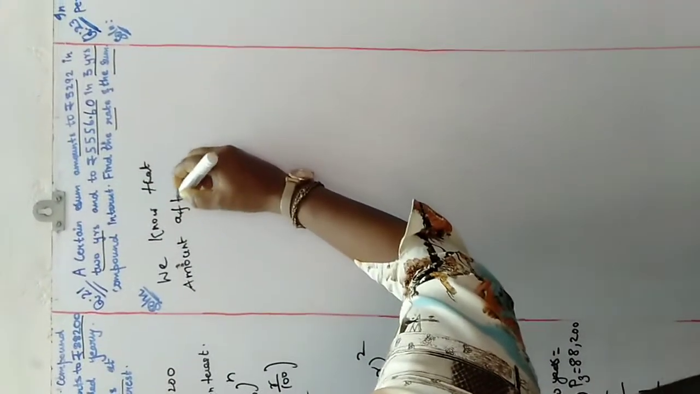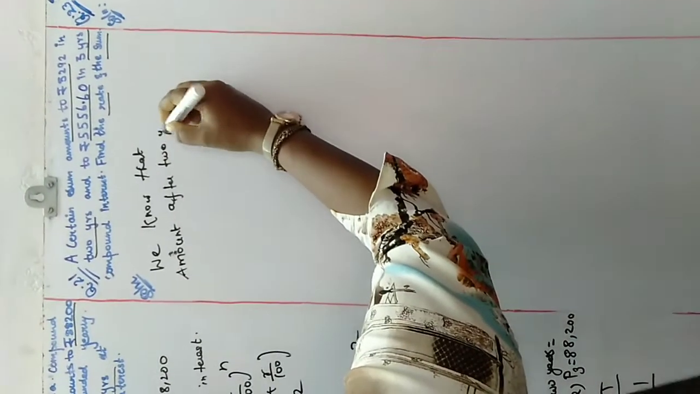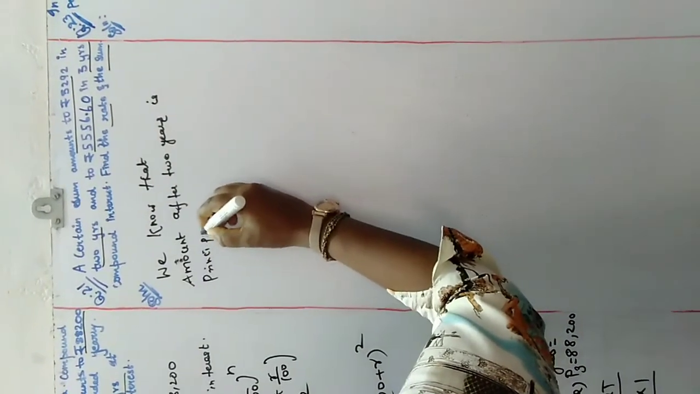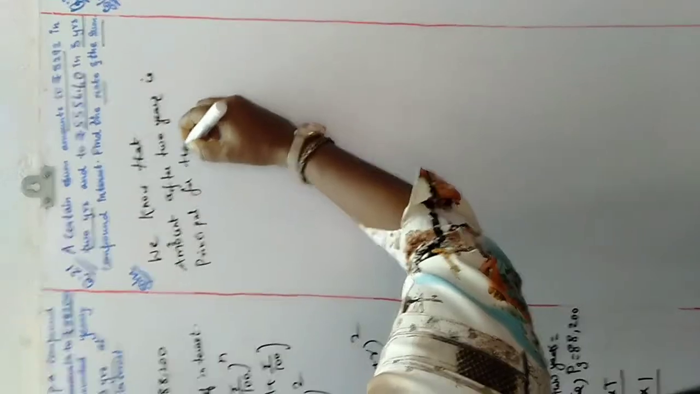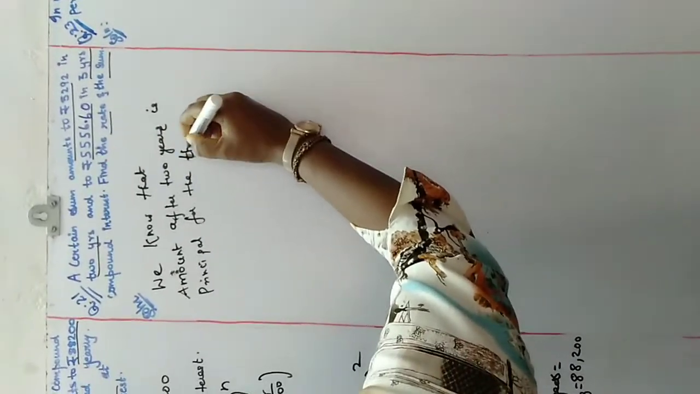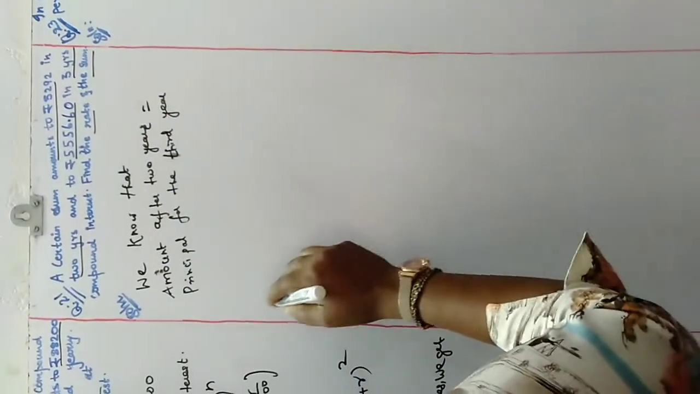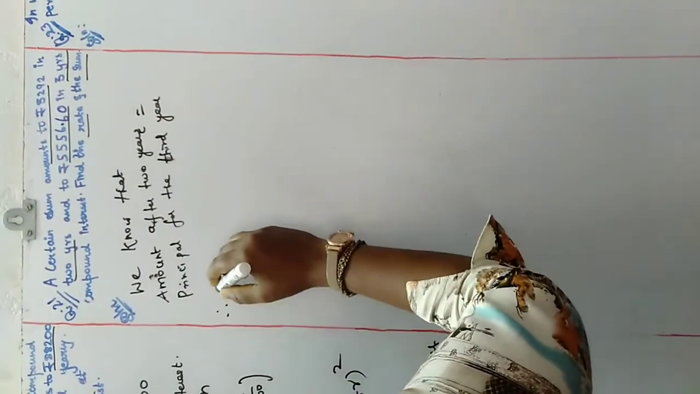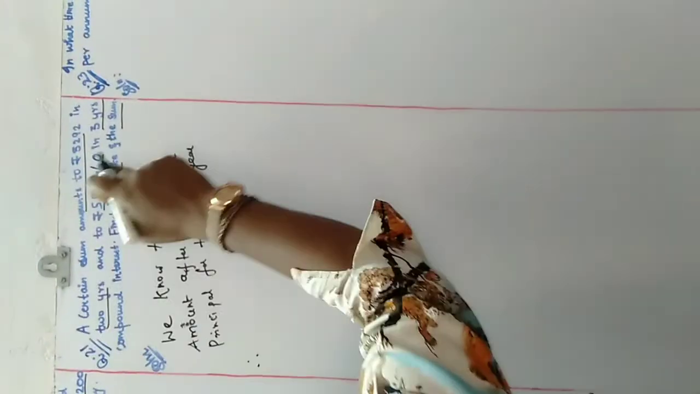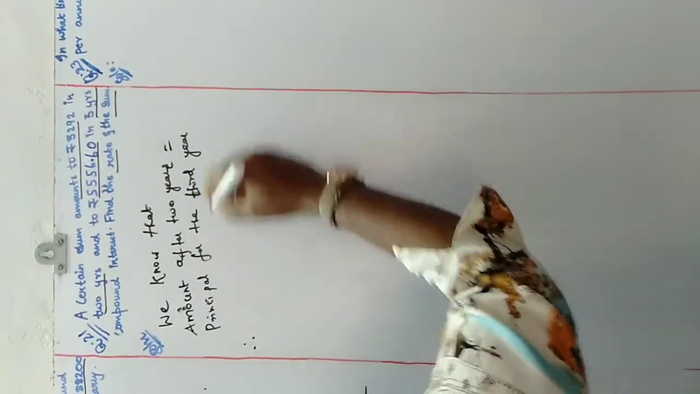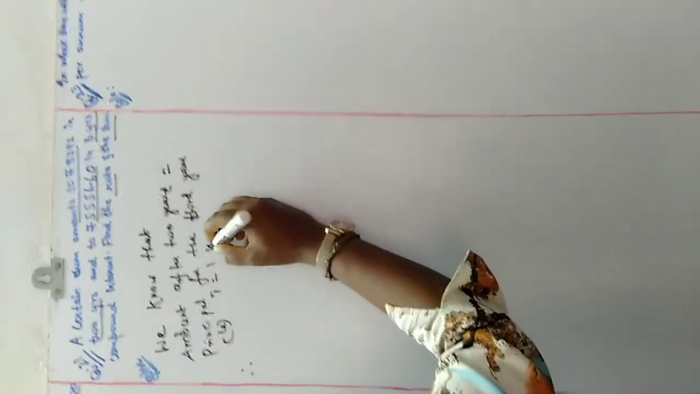amount after 2 years is principal for the third year, right? These are equal, both the same only. We know that amount after 2 years equals principal for the third year. So therefore, here the 2 years amount is given, and the third year amount is also given. So here the time period equals 1 year.